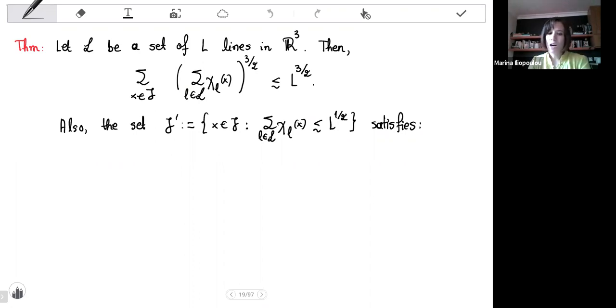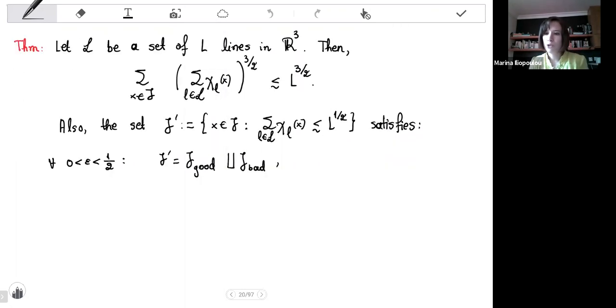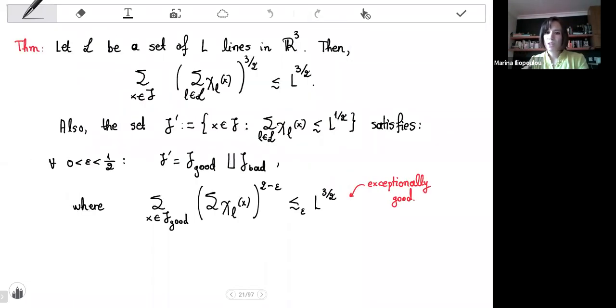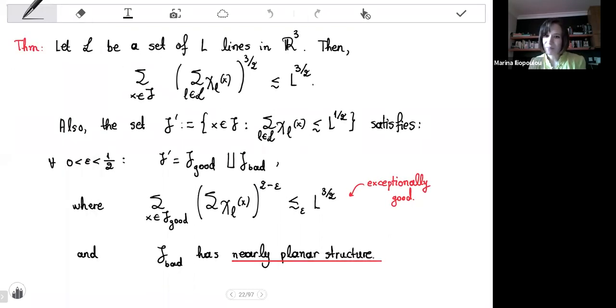In any case, we have that these joints can be split in two parts. So for every small parameter epsilon, which we won't really care about here, these joints can be split in a good part and a bad part. The good part satisfies an exceptionally good estimate. It's so much better than the one at the top because the exponent on the left is much, much bigger than the exponent on the right. It is almost 2, the exponent on the left. And the bad part, I don't know, it's my favorite part, so we called it bad, actually has structure.